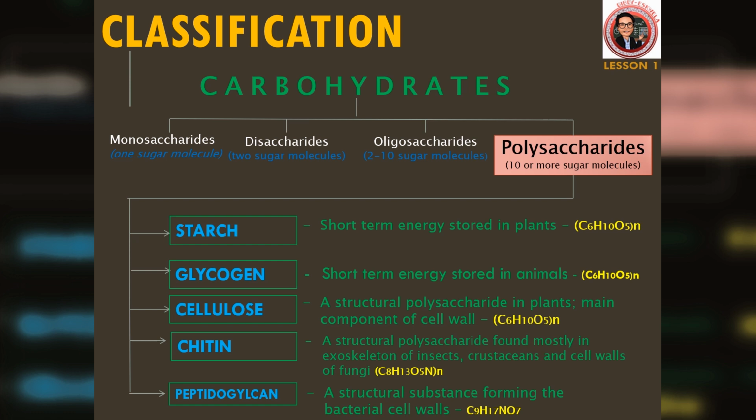So if that sugar or polysaccharide is found in the cell wall of a plant, we call it cellulose. If that is found in the cell wall of a fungus, we call it chitin. And if that is found in the cell wall of a bacterium, we call it peptidoglycan.